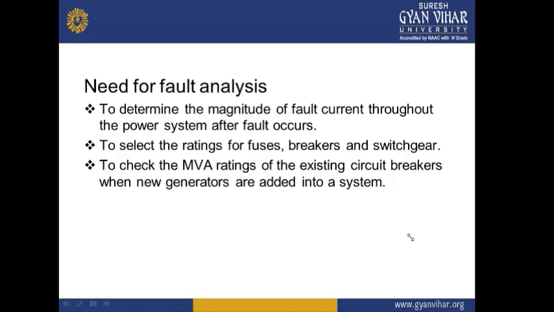Now, to select the ratings of the fuses, circuit breakers and switchgears, we require the level of the fault current which has reached its peak value, so that the ratings of equipment like fuses, circuit breakers or switches are kept higher than these fault current ratings, or short circuit ratings. We also need to check the short circuit ratings or MVA ratings of the existing circuit breakers when new generators are added into the system.